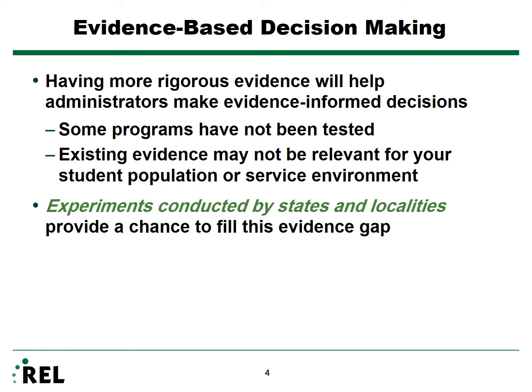As you probably know, there's been a focus in recent years on evidence-based decision-making. In many cases, administrators don't have the evidence they need to make good decisions. Sometimes this is because the program they're considering hasn't been tested. In other cases, the program has strong evidence of effectiveness, but the existing evidence comes from a setting that is very different than yours. Experiments conducted by states and localities can help fill this evidence gap. In this series of videos, we'll show you how to identify situations where you can use an experiment to evaluate a program without causing much disruption to what you're already doing in your district.